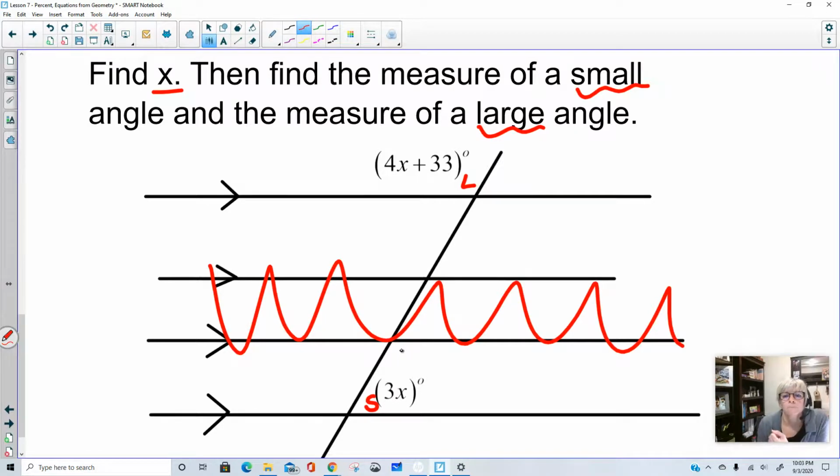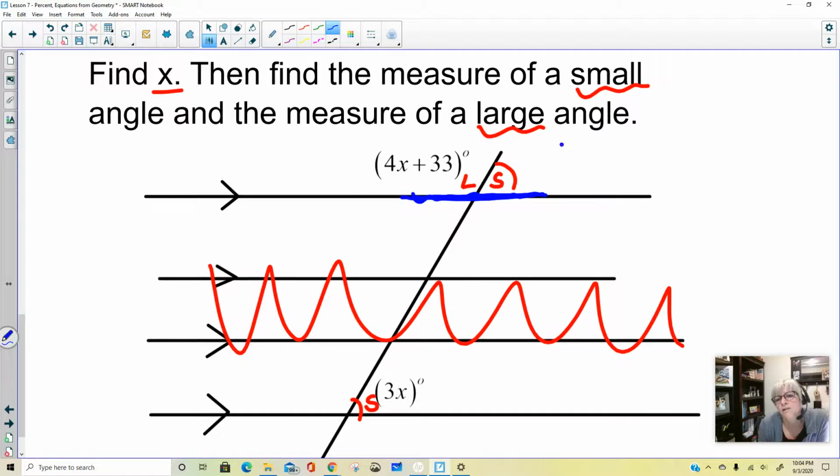So a large angle plus a small angle will always equal what? How many degrees are there in a straight line? 180 degrees. Okay, so that's the key to solving this problem. We've got a large angle and a small angle, and in this orientation where you have parallel lines and transversals, a large angle and a small angle will have a sum of 180 degrees. Okay, so let's use that idea and set that up in an equation.